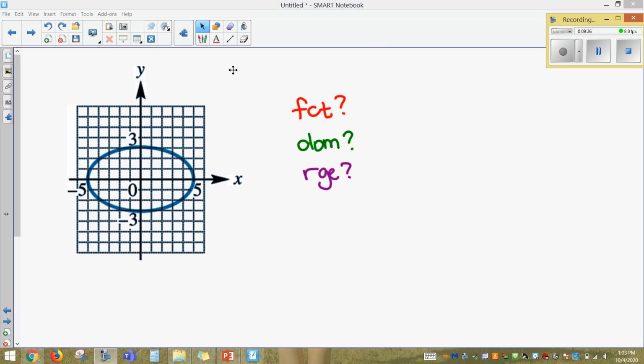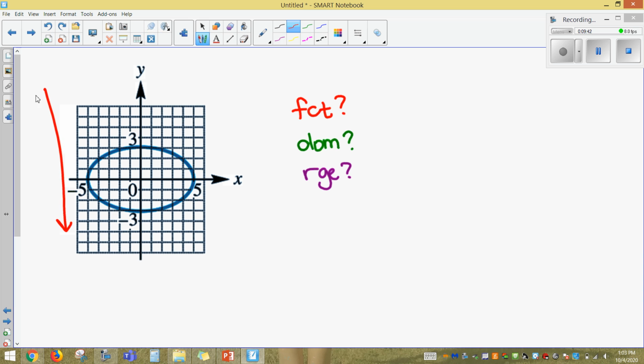Okay, so when we go to decide whether or not this is a function, we can do the vertical line test. If we can draw vertical lines, and I can find even one place where the vertical line crosses the graph 2 or more times, then it's not a function. So this one is not a function either.